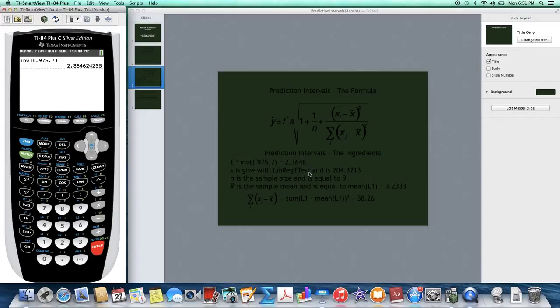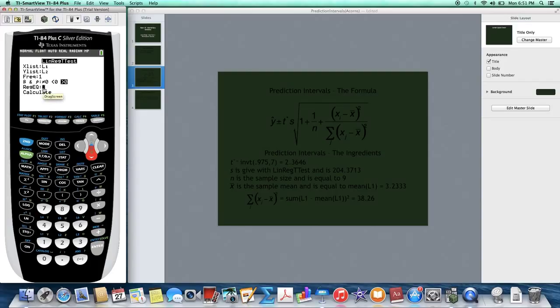Now the S value comes from Lin-Reg t-test. So I'm going to go through how to do the Lin-Reg t-test for a couple of different reasons. But to do a Lin-Reg t-test, we go Stat, we arrow to Tests, and then we arrow down to Lin-Reg t-test. And the X list is L1, so I don't need to change that. Y list is L2. The theory here is that range increases as acorn size increases, so I'm choosing a greater than for the alternate. And then the regression equation.